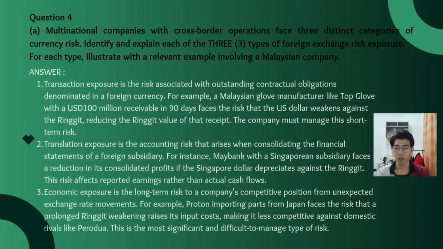Third, economic exposure. In the long term, it is the risk to a company's competitive position from unexpected exchange rate movements. For example, Proton importing parts from Japan faces the risk that a prolonged ringgit weakening raises input costs, making it less competitive against domestic rivals like Perodua. This is the most significant and difficult type of risk to manage.